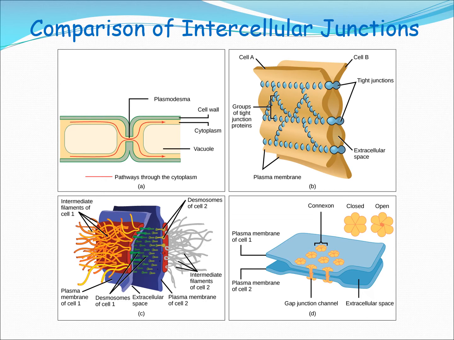In images B, C, and D, these are all animal cells. In B, the tight junctions hold the two cells tightly together. In C, desmosomes are connections that allow organs and tissues to stretch, and D are gap junctions that are also channels between cells, similar to the plasmodesmata in plant cells, that allow passage of substances.